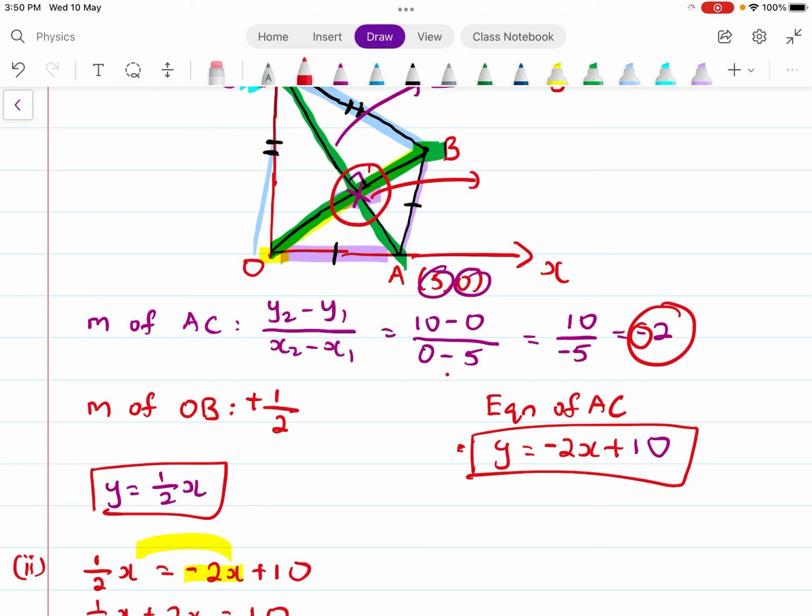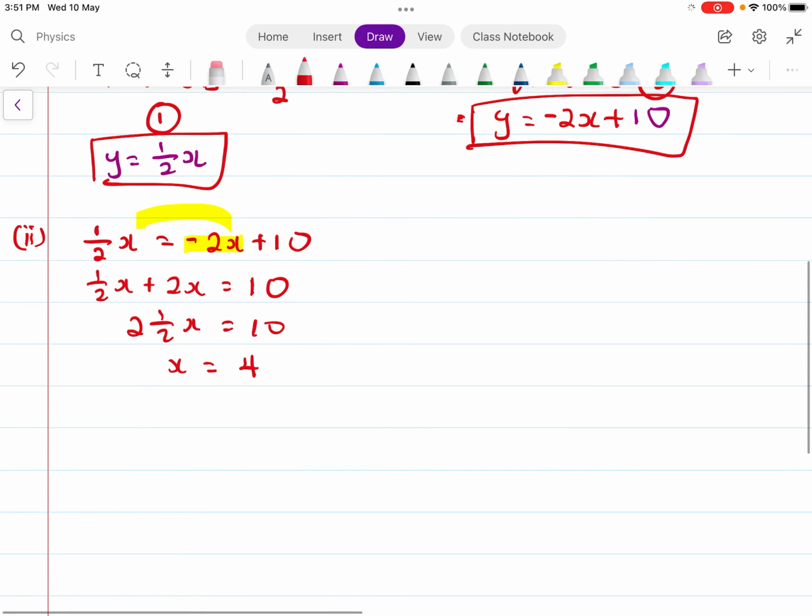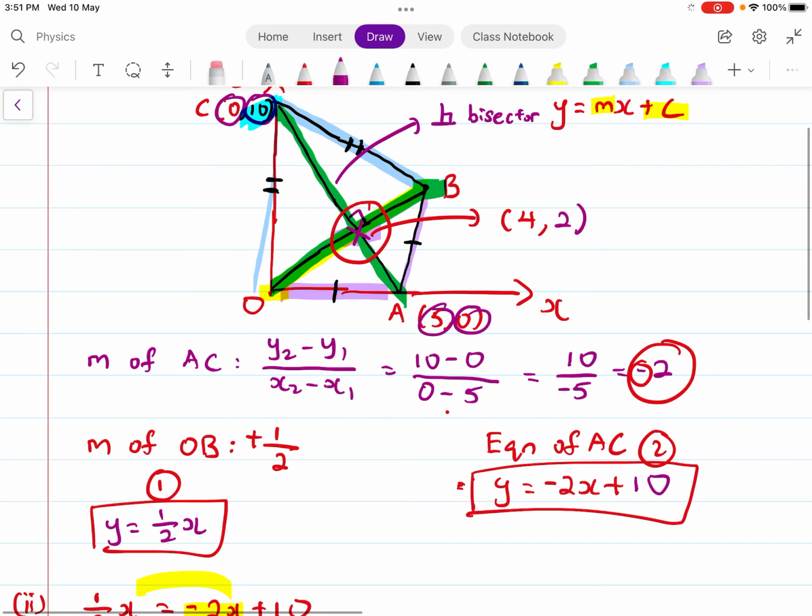So this is 4, comma, something. Now let's find the y coordinate. How do I find it? You can simply sub into either of the equations you see here, and you will get the same result. For me, I do the simple way: I sub into equation 1. So y equals half times 4, which equals positive 2. So here is 2. Next part is to find the coordinate of B. I do not know it, so I just put x, comma, y.